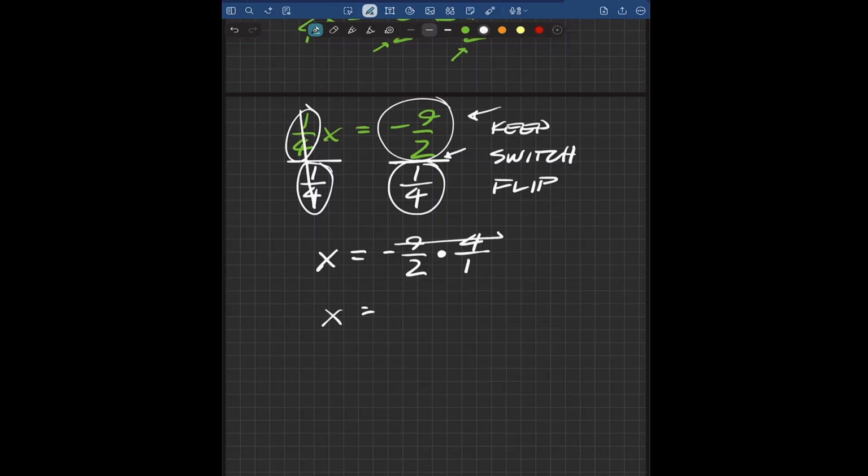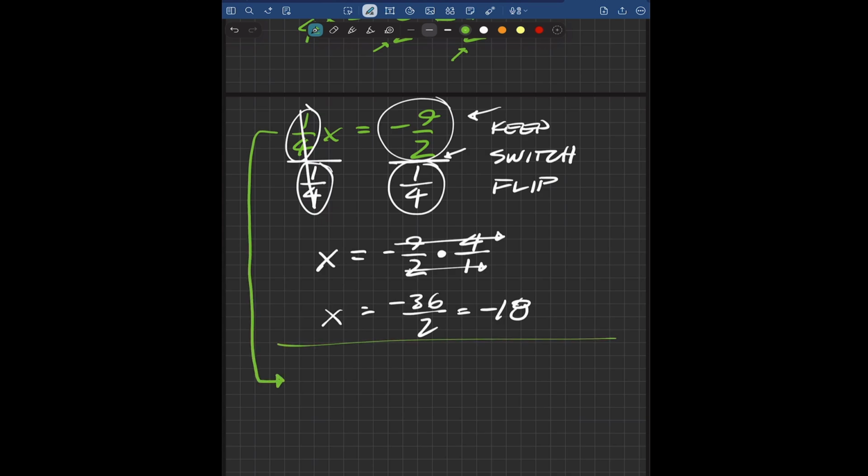When I multiply these across, I get negative 36. And then 2 times 1 is 2, which means I get negative 18. Now, how would I have done this differently? So I'm going to go back here. And this is just another way. If you don't like it, don't do it that way. If you like it, then practice it.